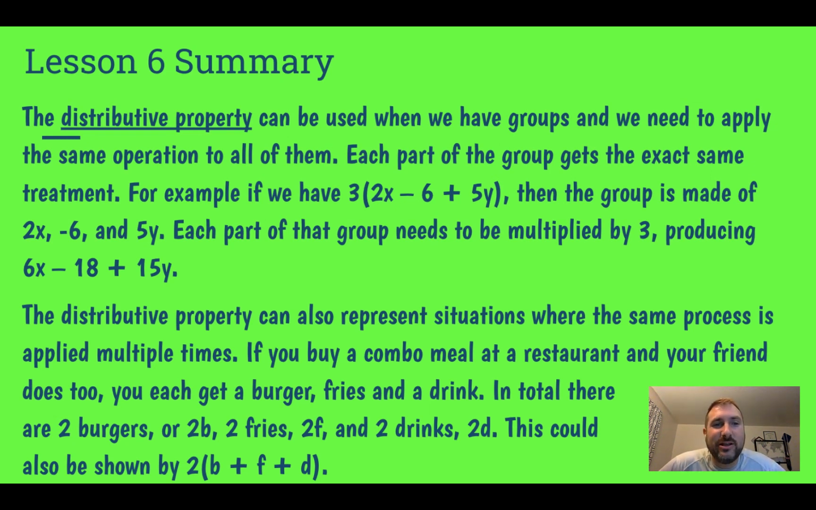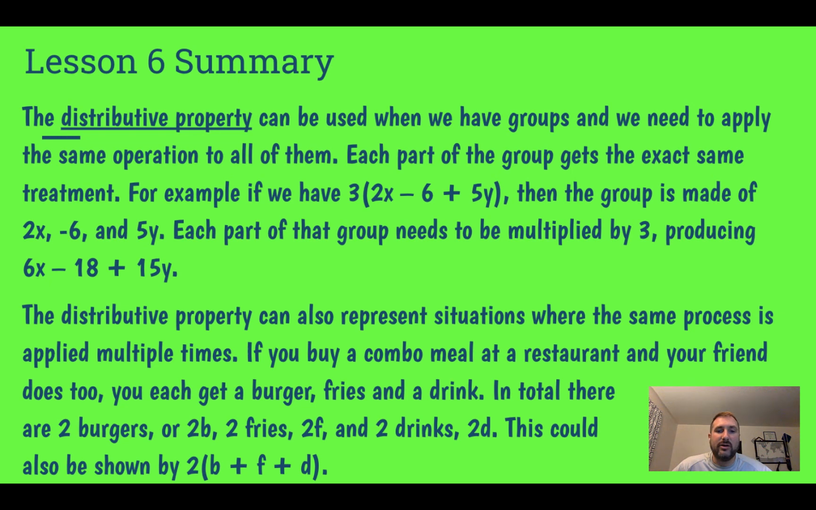In this lesson, we learned about the distributive property. And there are different ways that we can use the distributive property, and there might be different meanings behind it, but essentially what's happening is the number outside gets multiplied to everything inside. They all get that exact same treatment. Every part of the group is multiplied. It can also represent situations where the same process is applied multiple times.